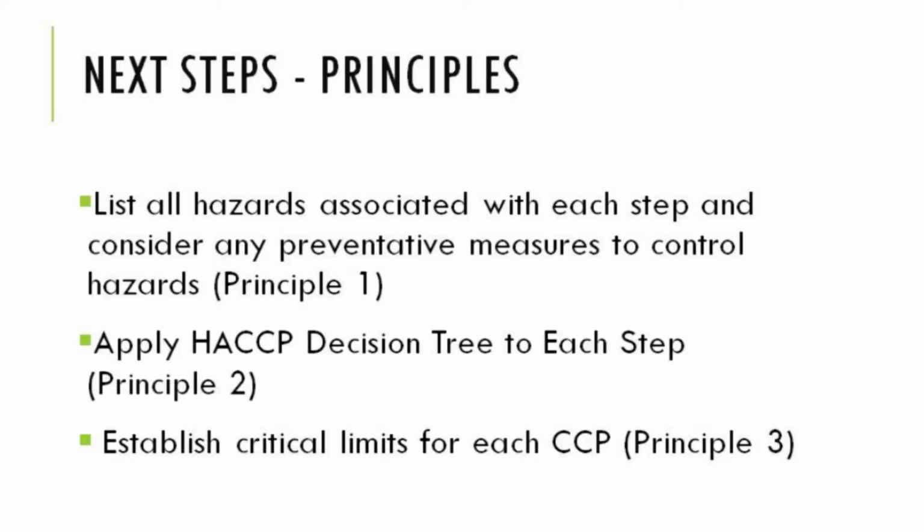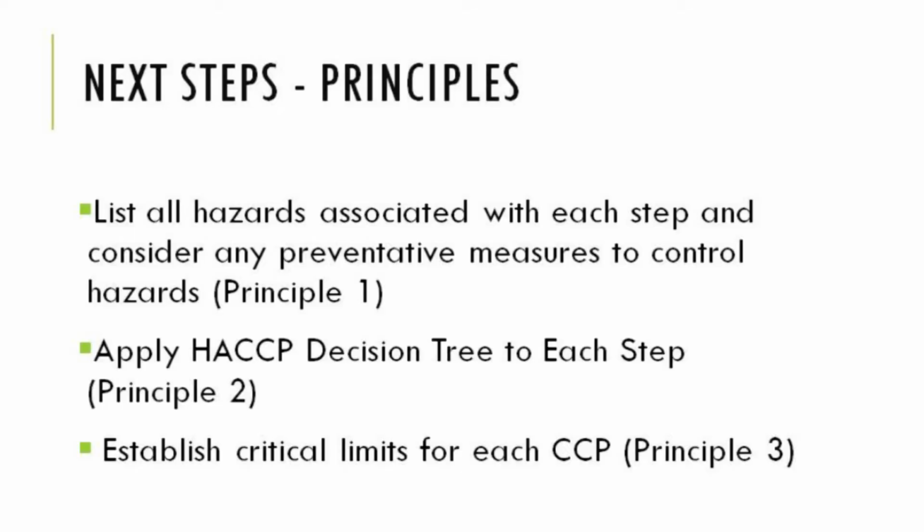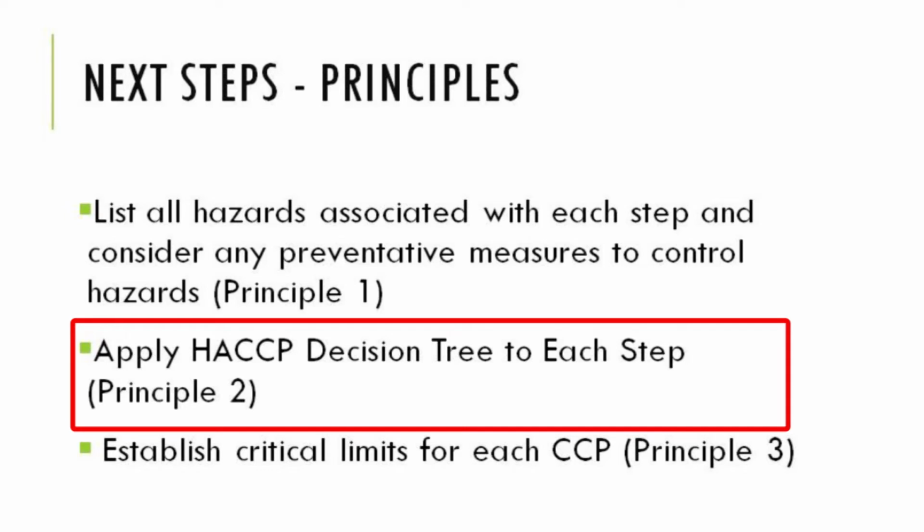So, list all the hazards associated with each step and consider any preventative measures to control the hazards. And if you recognize, this is linking back to principle number 1. Then you're going to apply the HACCP decision tree to each step. That is really principle number 2. We're looking at your critical control points.